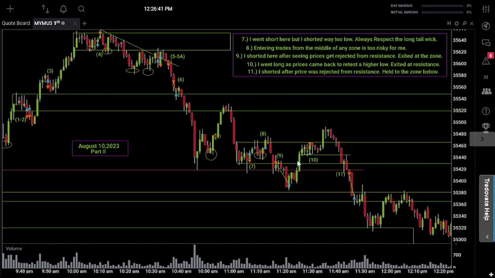So I initially expected prices, once they broke back into the zone, to come back, retest the lower portion of the zone, and then move back up to the top. So that's what I was originally looking for. But once we established a higher low right here, like I was telling you before, I'm very hesitant when it comes to trading the zone, especially when I'm in the middle of the zone, right?